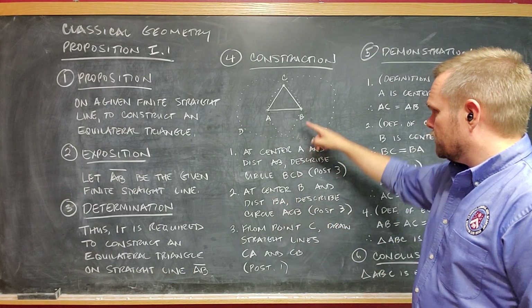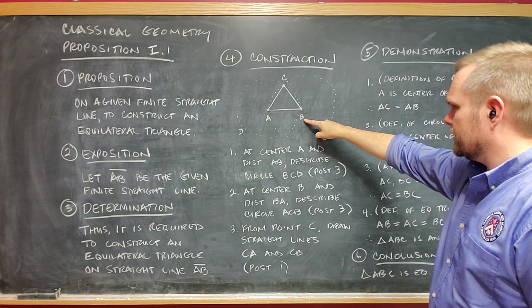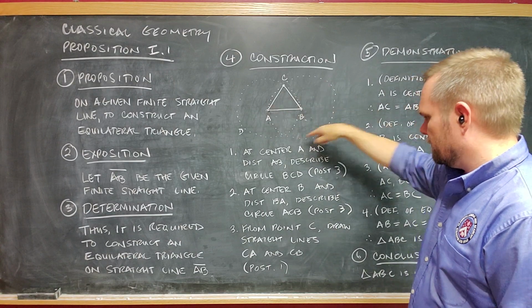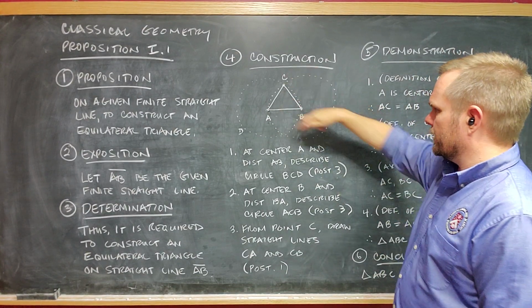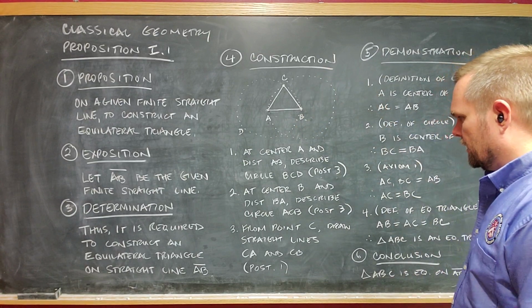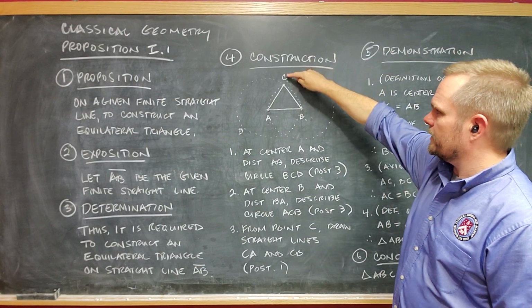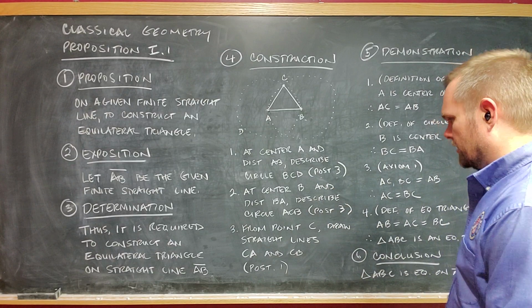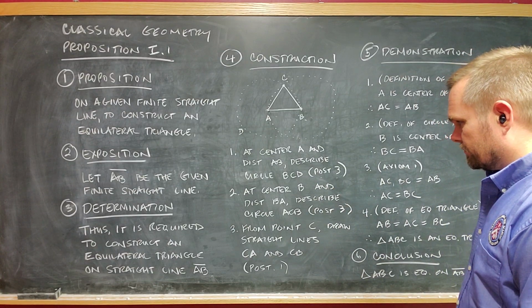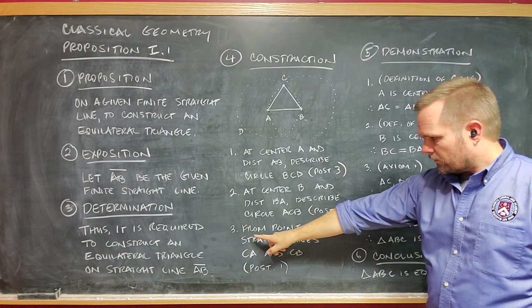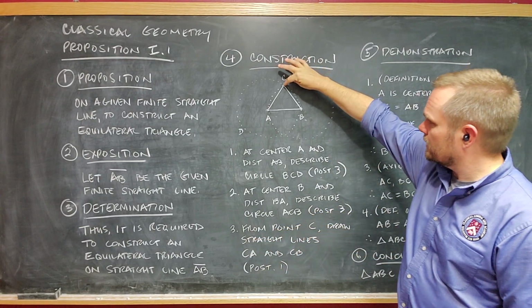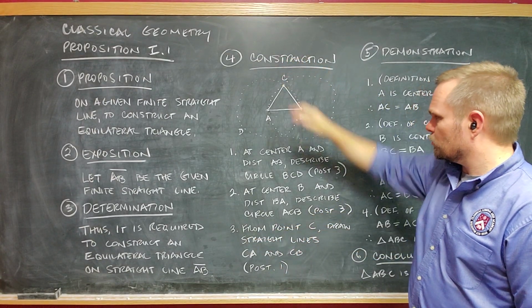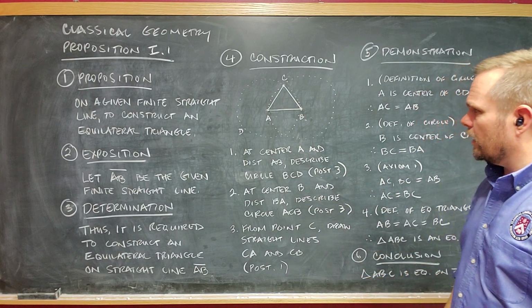And then at center B and distance BA, describe the circle ACB, with C being a point on that second circle. And I told you that point C is the point where those 2 circles intersect. Now, the next step is, from point C up here, we're going to draw 2 straight lines.